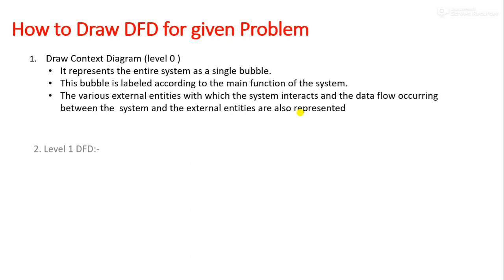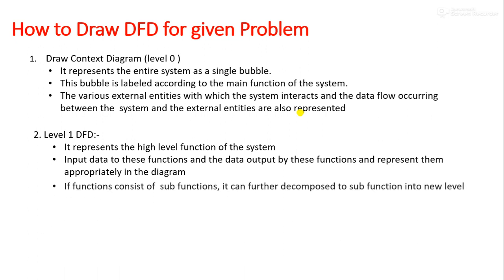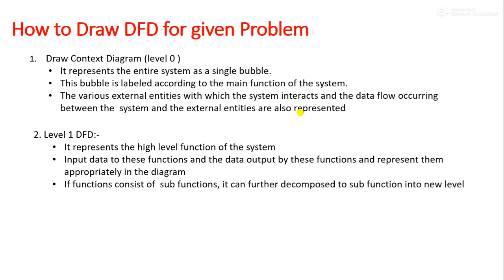After drawing the context diagram, we need to draw the level 1 DFD. In level 1 DFD, we need to represent the high level functions of the system, the input data to these functions, and the data output by those functions. And if a function consists of sub functions, we further need to decompose those functions in our subsequent levels.